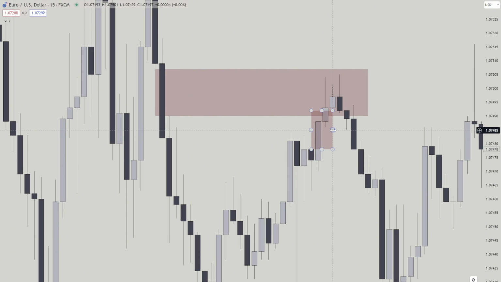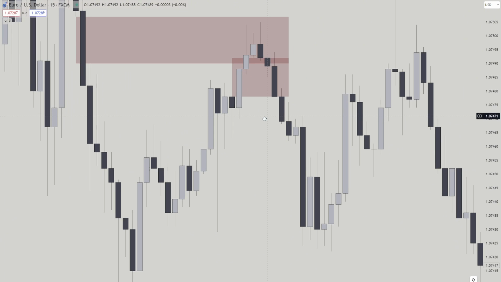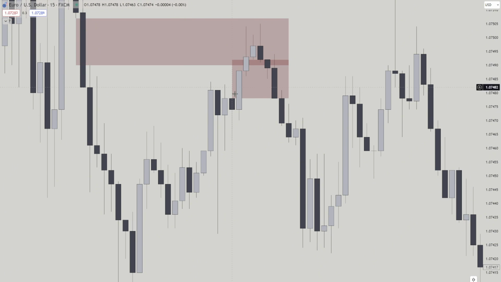So you'll be afraid here, but if you're trusting your POI and you know which one to pick, then you know that this is going to be inverse. And that's what happened here, price going lower. So you see, that's a manipulation.